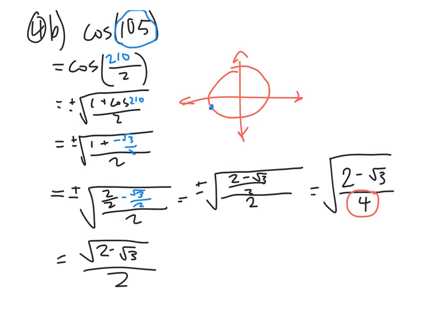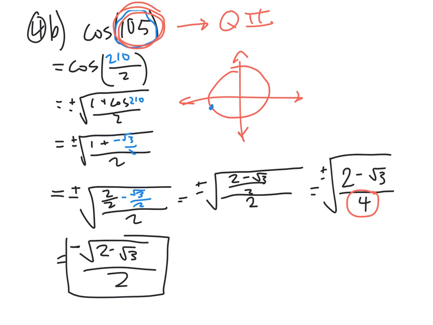All right. And then the last step is deciding, is this going to be a plus or a minus? Obviously, we have the plus or minus, but you go back to your original and say to yourself, 105. 105 is in my second quadrant. Cosine is negative in the second quadrant since this is Q2. So all I care about is the negative value. That, ladies and gents, is your answer.